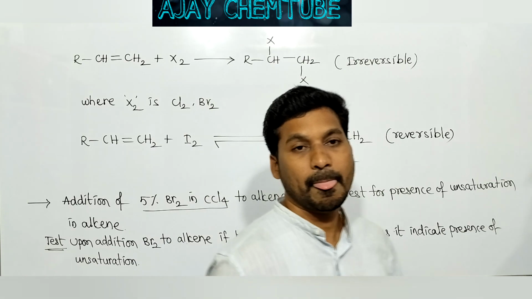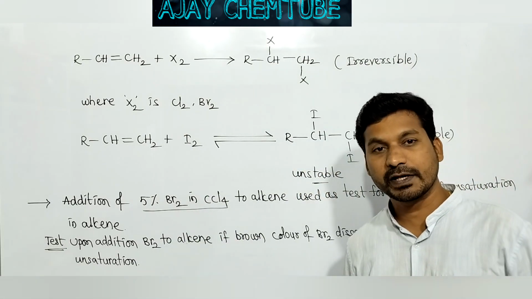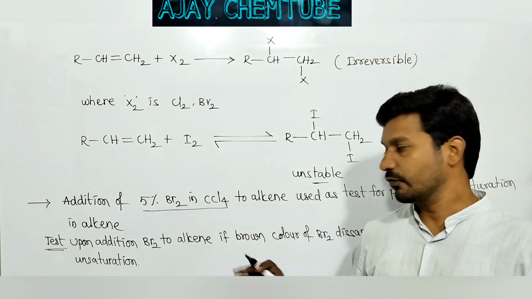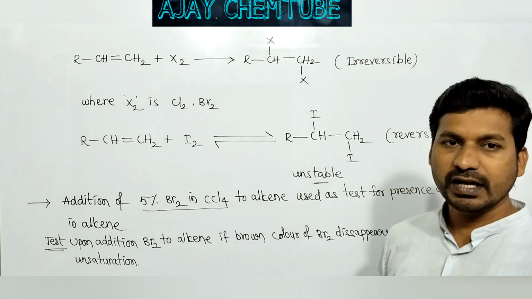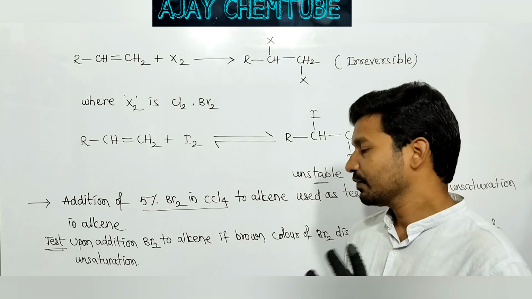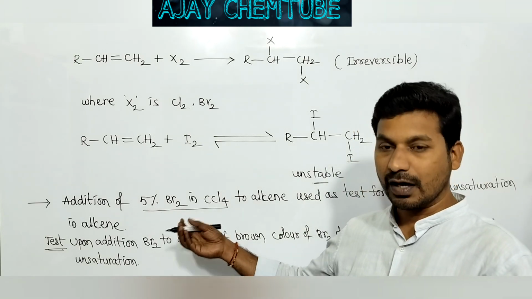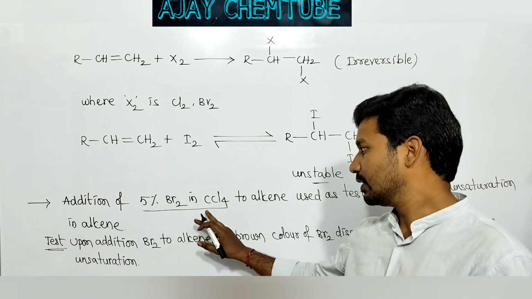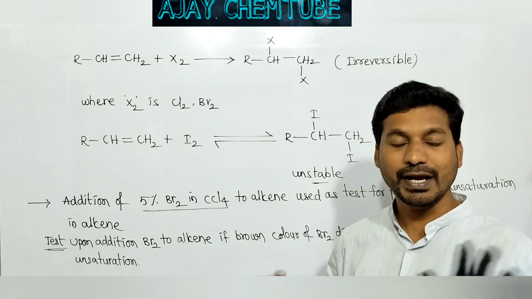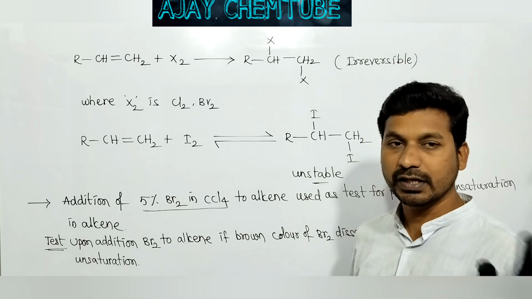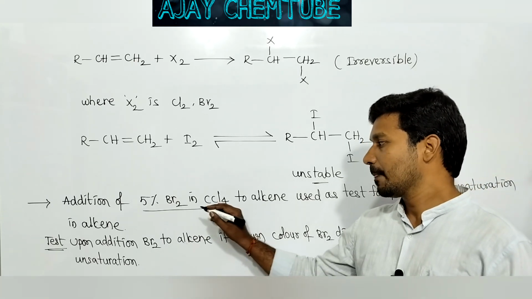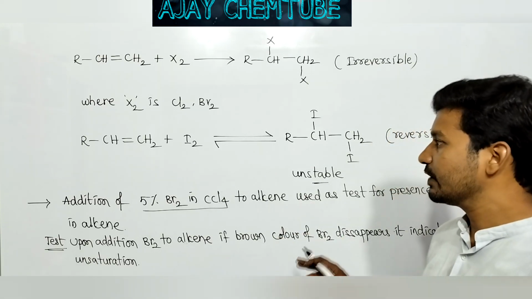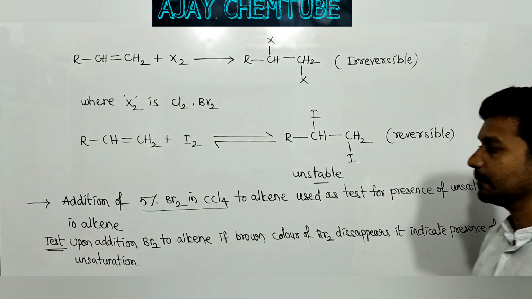Bromine is brown in color. We usually take 5% bromine in carbon tetrachloride. If it is added to some substrate and the color disappears, the substrate must be alkene, and unsaturation is there. Otherwise, there is no unsaturation. Thus, the addition of bromine to alkene serves as a test for identification of double bond. That is my point.